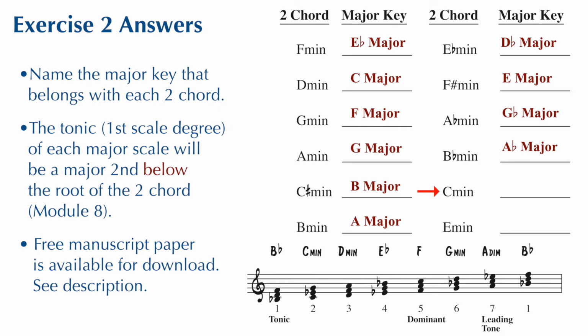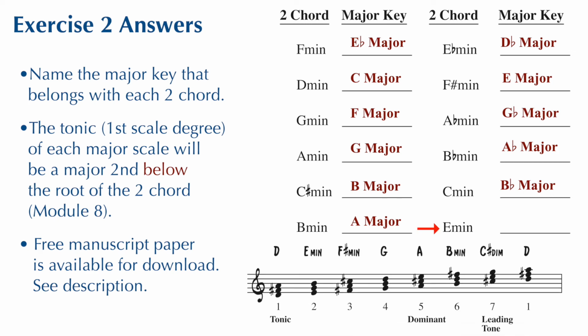If your 2 chord is C minor, lower the root of that chord a whole step, and you're in the key of B flat major. And if your 2 chord is E minor, lower the root of that chord a whole step, you are in the key of D major.